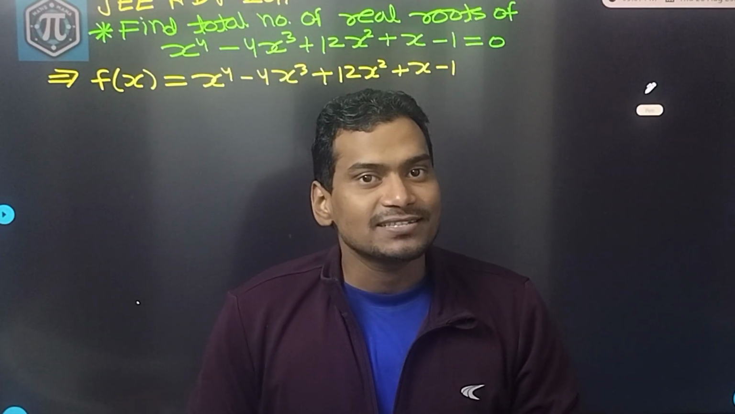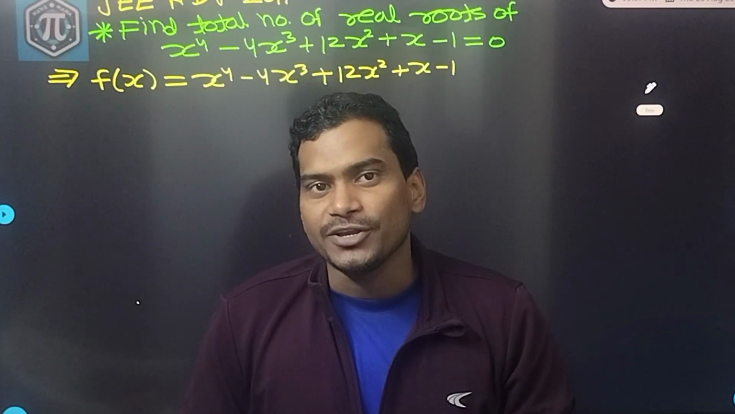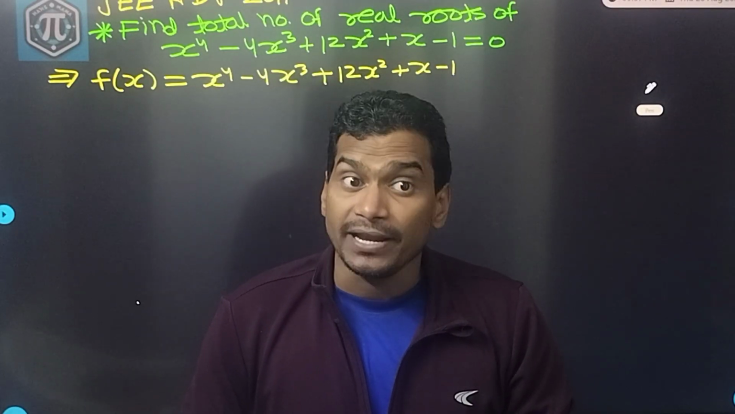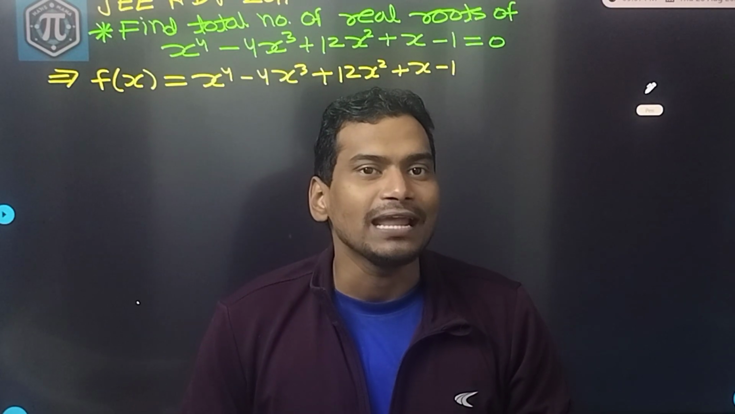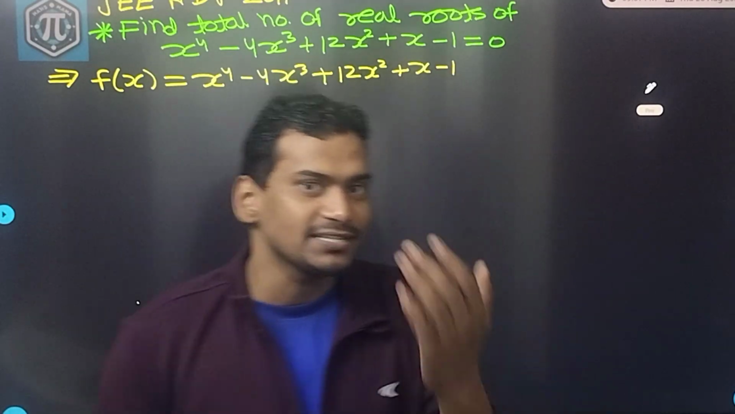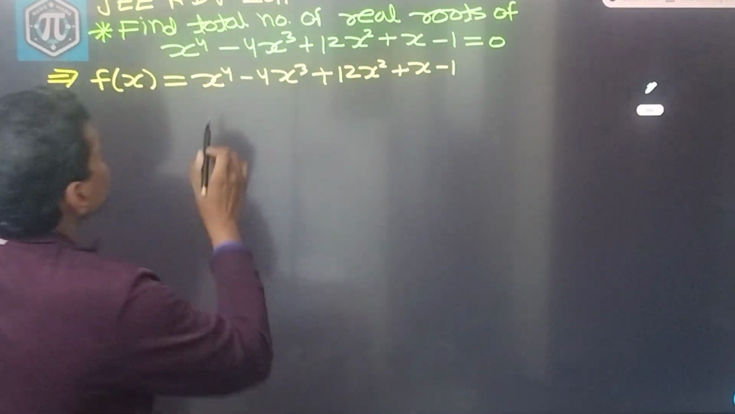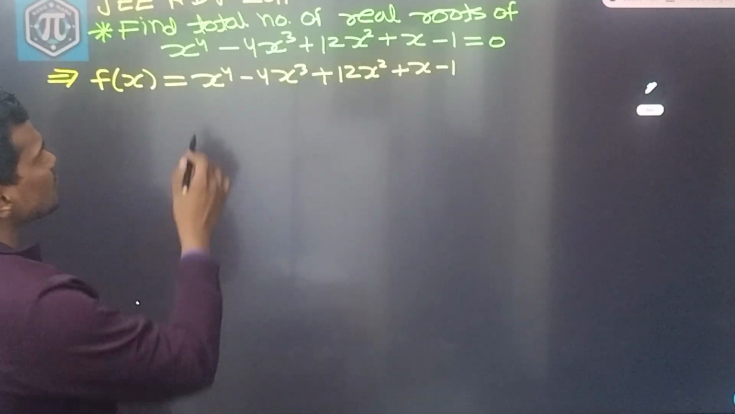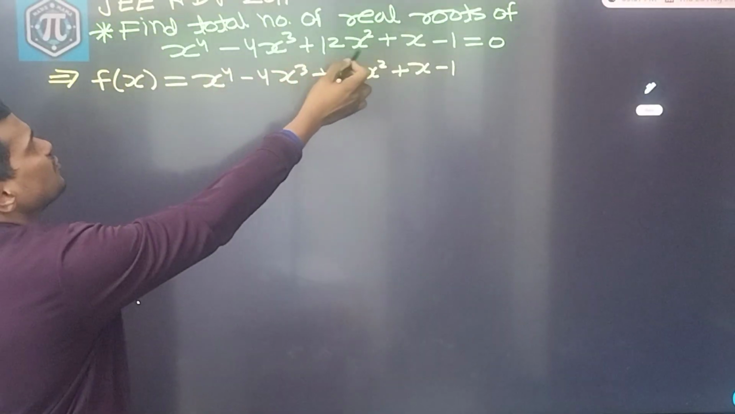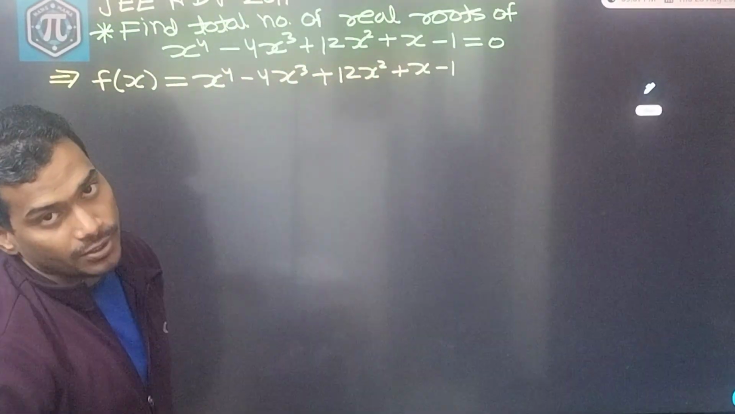As it was told, today we will discuss a very important PYQ of JEE Advanced 2011 on application of derivatives. So let us see the question. Question is, find out the total number of real roots of x power 4 minus 4x cube plus 12x square plus x minus 1 equal to 0.